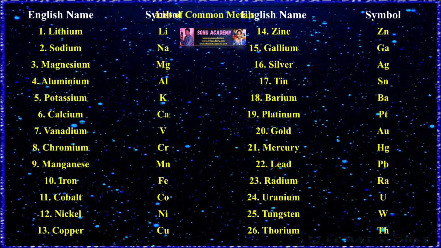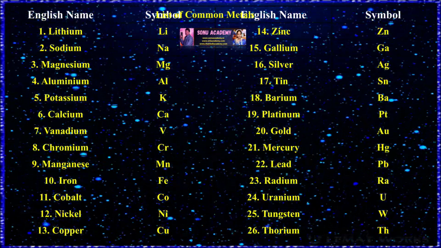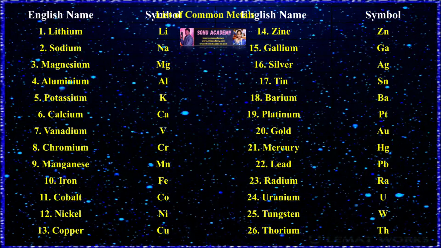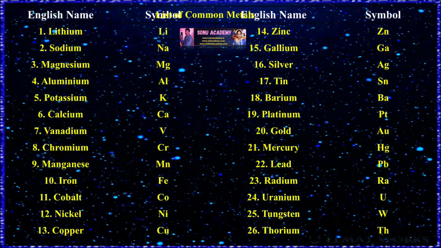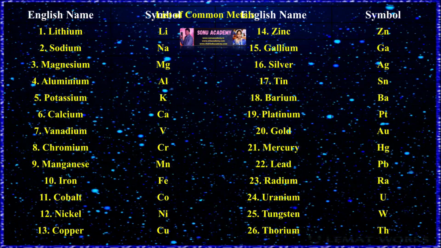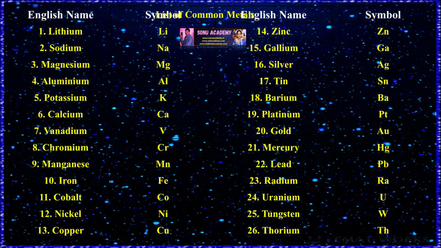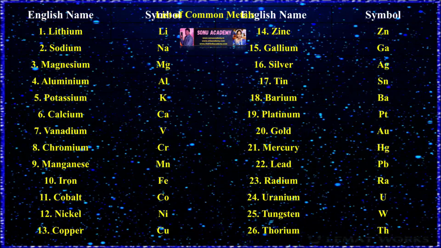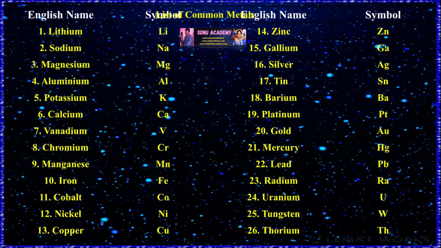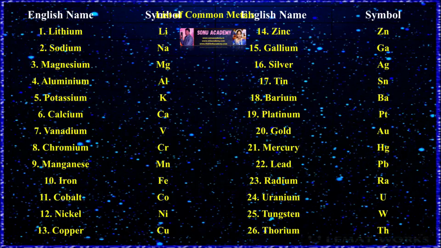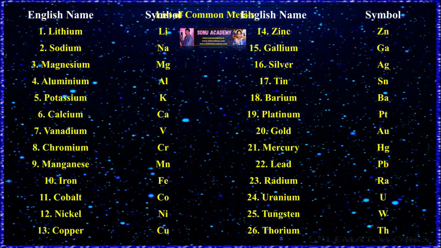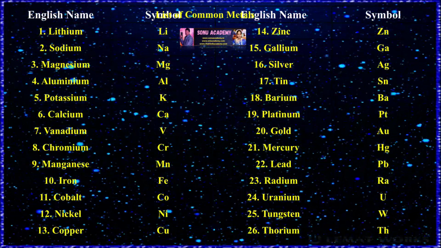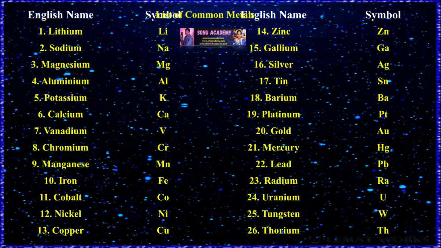Children, let us discuss the common names of metals and their symbols. Lithium symbol is Li, sodium Na, magnesium Mg, aluminium Al, potassium symbol is K, calcium symbol is Ca, vanadium symbol is V, chromium symbol is Cr, manganese symbol is Mn, iron symbol is Fe, cobalt symbol is Co, nickel symbol is Ni, copper is Cu.